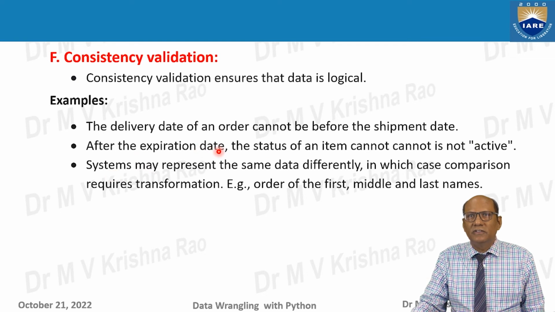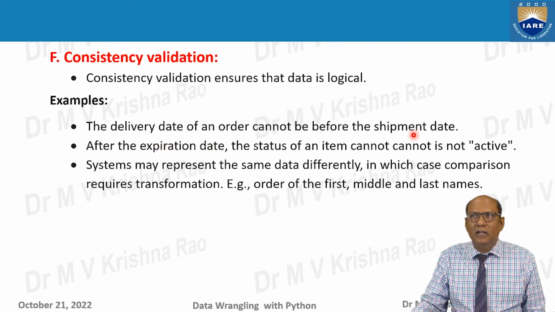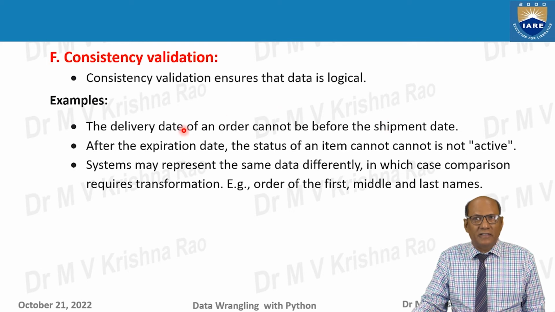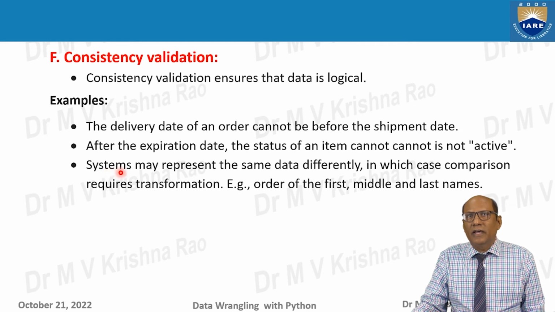That is also, if you say the expiration date is over but it is still active, that is an inconsistency. This is another example of inconsistency. Then a delivery date before the shipping date is another inconsistency. These are all inconsistencies in our real-world examples. Okay. Then systems may represent the same data differently, in which case comparison requires transformation.